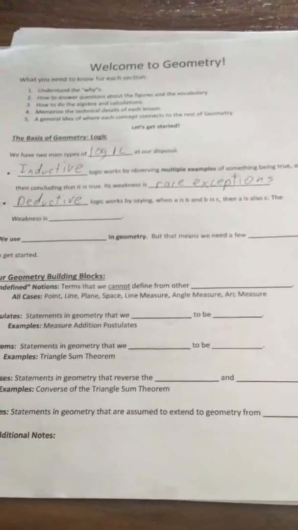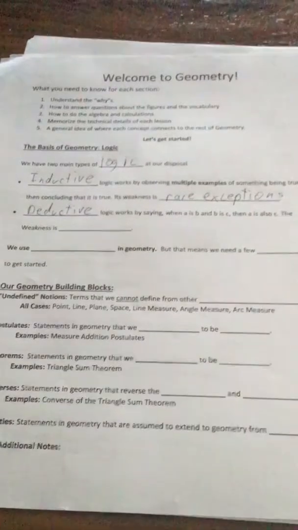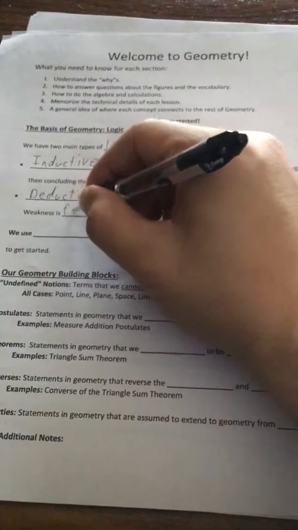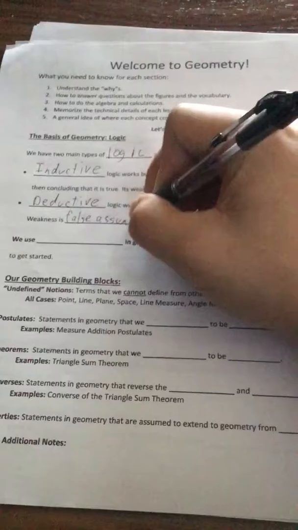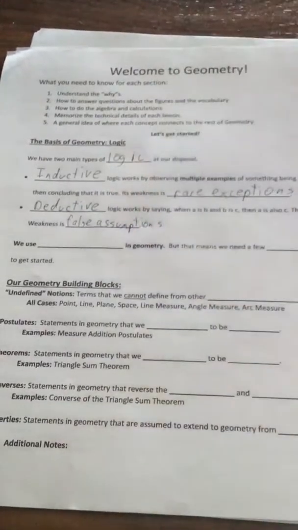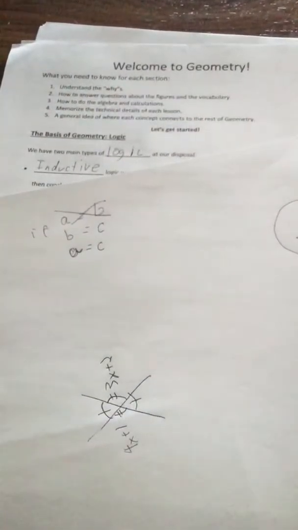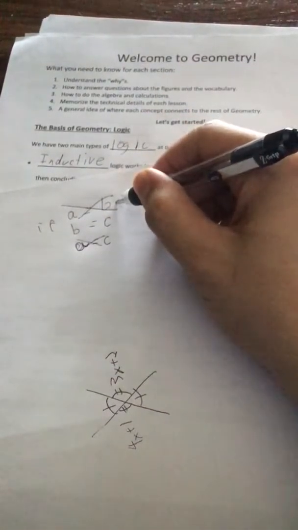Now, what's the weakness of that though? Why wouldn't it ever equal? Why wouldn't A ever equal C? Well, the weakness is false assumptions. Maybe, just maybe, A didn't actually equal B. What if that happened? Then, well, it's not actually true that A equals C. Maybe B equals C, but A didn't actually equal B, so A didn't actually equal C. And so, if that's not true, then we're in trouble.